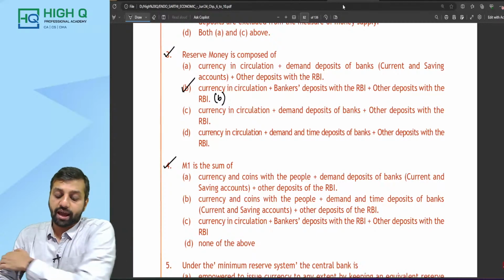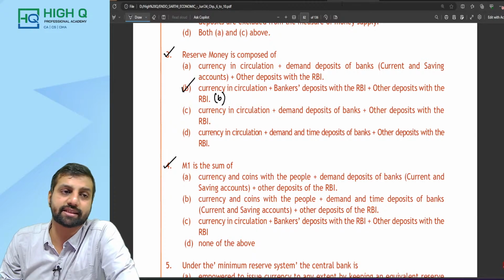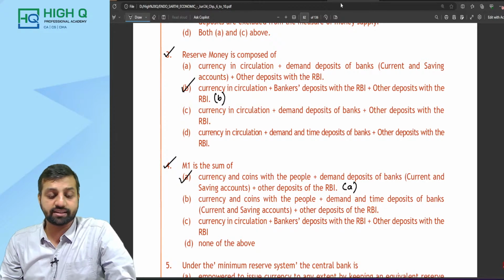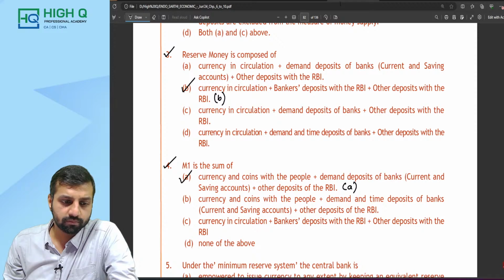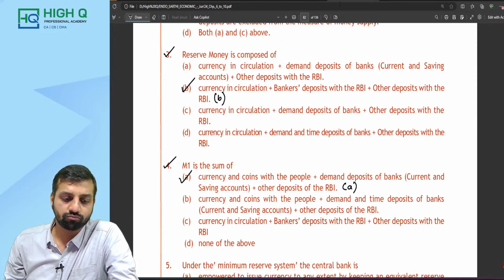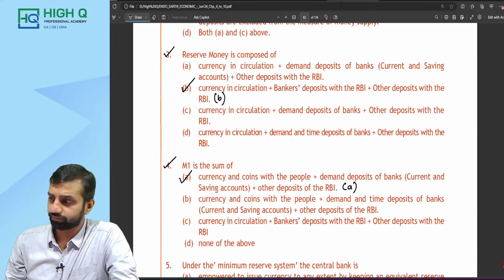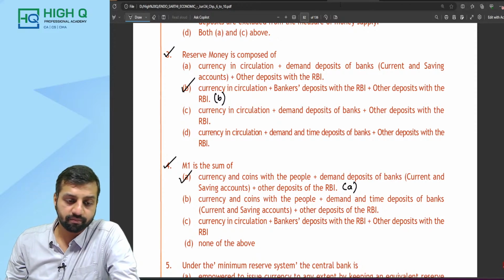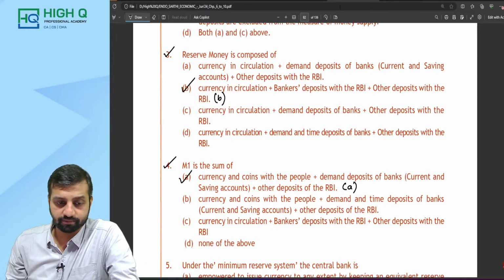What is the formula for M1? Currency and coins with the public plus demand deposits with the banking system plus other deposits with RBI. Therefore, your answer is A. Do you agree? Are we clear?